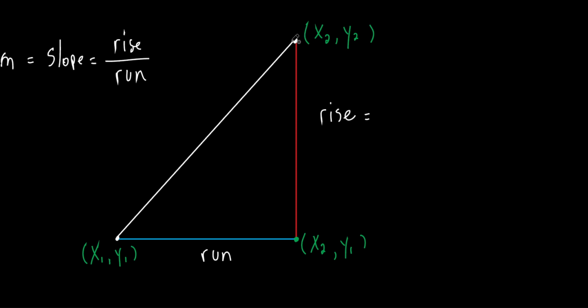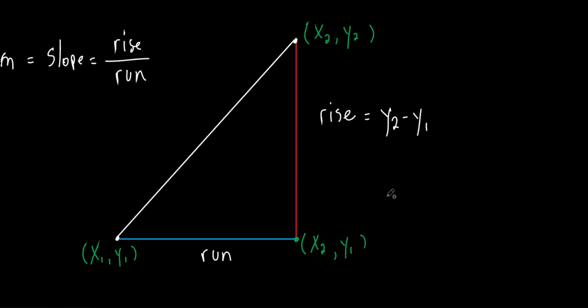But I do know this is Y2, and I know this point is at Y1. So how do I find the distance between the y's? I subtract. Yes, you got it. Y2 minus Y1. Very good.